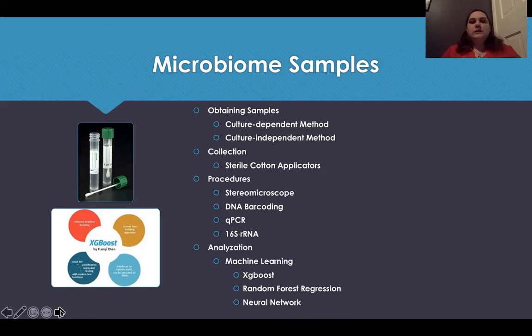Three other ways are DNA barcoding, qPCR, and 16S rRNA, and here they extract and amplify the DNA of the microorganisms to sequence them in order to identify them. Once they have been sequenced, they are placed into an analyzation database, such as machine learning, which uses three algorithms known as XGBoost, Random Forest Regression, and Neural Network.